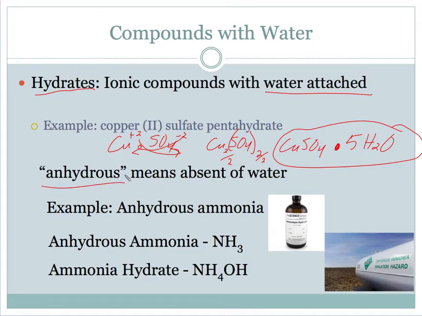If it's anhydrous, that means without water. So, for example, anhydrous ammonia is just NH3. Ammonia hydrate, we added a water to it, so this first water joined the NH3 to make NH4, which is left with an OH. So water got split here, but this is the same thing as this, written differently.